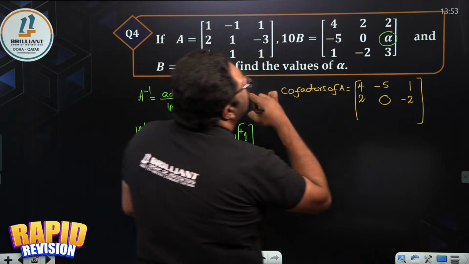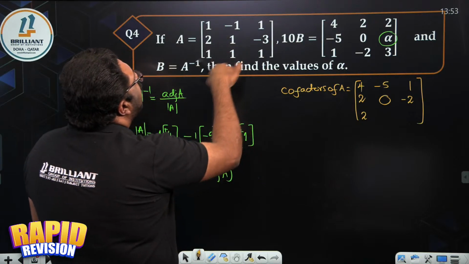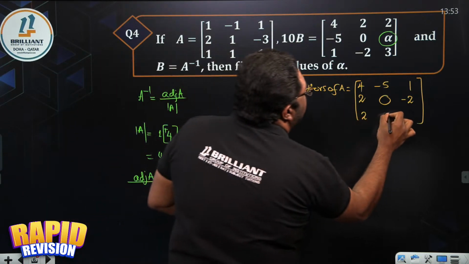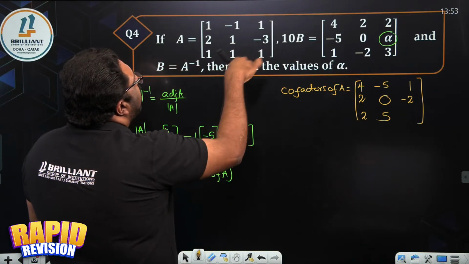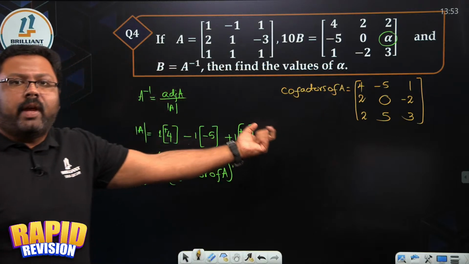Sixth one, 2. Seventh one, minus 3, minus 2, minus 5. A sign should be applied, 5. And then 1 plus 2, 3. So these are the cofactors of A.